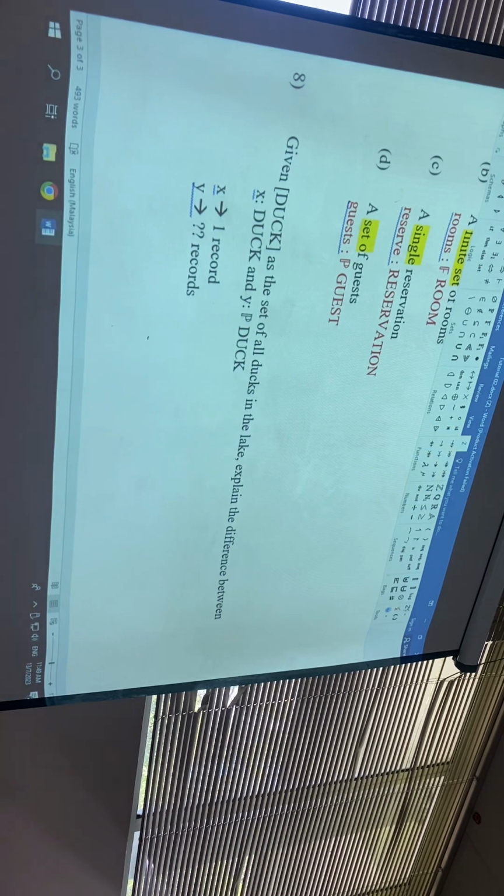Union. Union shows the data, but do you know how many records? Not really, right? Union is just to show the whole data inside there. It means combine this and combine this. That is union, but you don't really know the size of the records. Let's say 20 records, 25 records, 100, you don't really know.